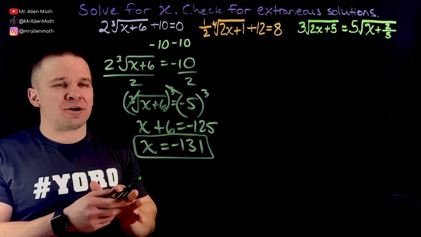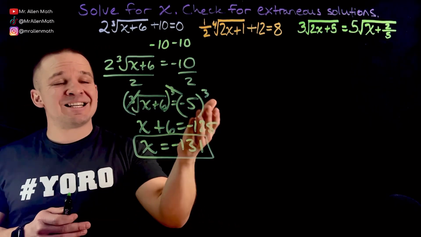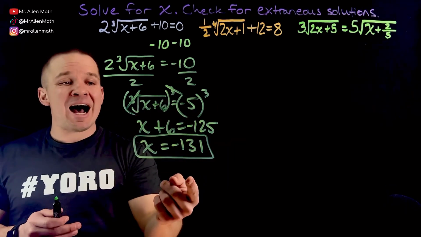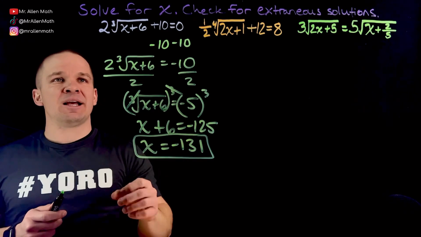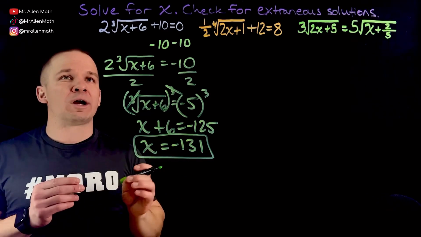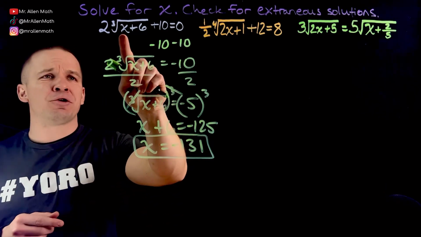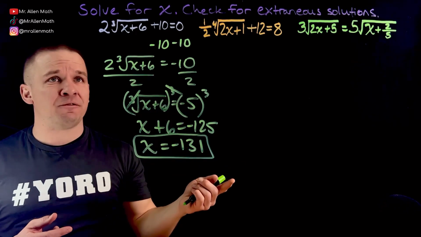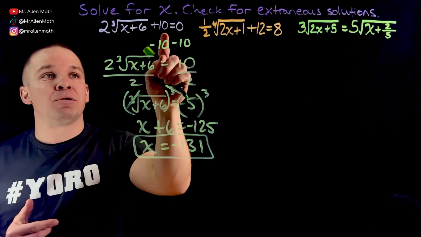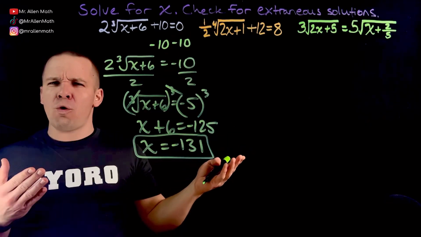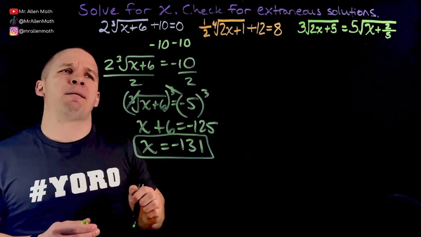Now, we don't really need to check for an extraneous solution here because it's an odd degree, a cube root. I can cube root a negative number. I can't square root a negative number. So throwing that guy back in there, working it all out would work out just wonderfully. Check it out. Negative 131 plus 6 is negative 125. Cube root of that is negative 5, times 2 is negative 10, plus 10 is 0. Woo! I just mental mathed that, bro.